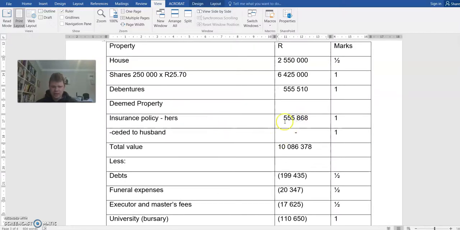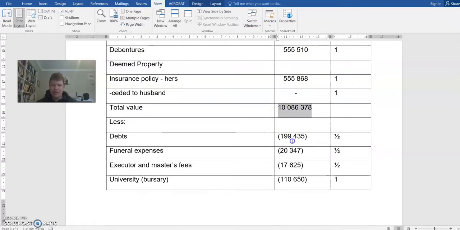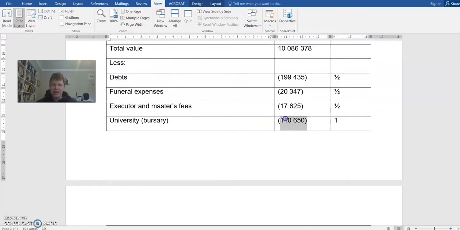Great, so we stick in the insurance policy, we add it all up, we take off the allowable deductions, in this case debts, which was your tax liability. It's a local debt, so it's fine, it can come off. Your funeral expenses, your executor fees can all come off. And remember, if you leave anything to a qualifying entity, something like a PBO, anything like that, you're going to be allowed that as a deduction as well.